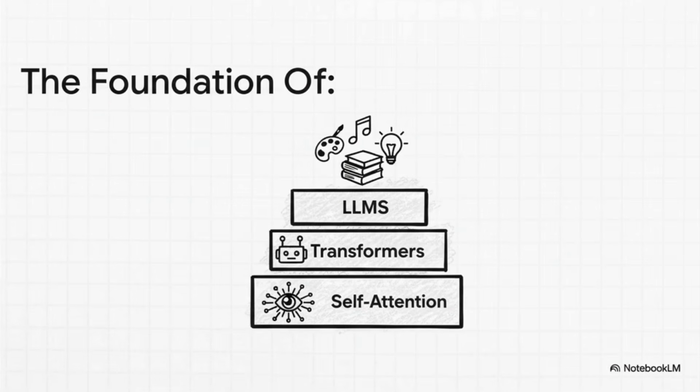Here's how it all connects. Self-attention is the core engine inside something called the transformer architecture. Transformers are what make large language models, LLMs, possible. And LLMs are the technology behind almost all of the generative AI tools that are completely changing the world. It all comes back to this one idea.